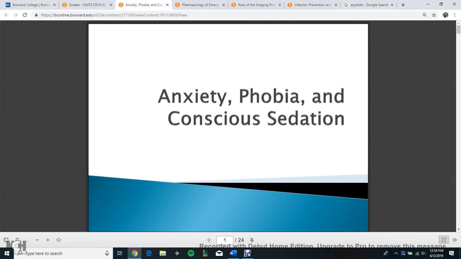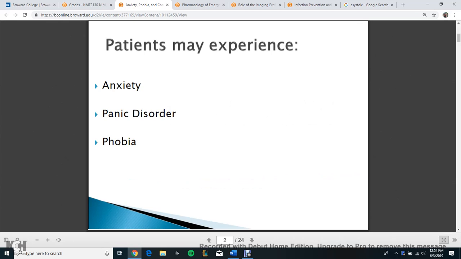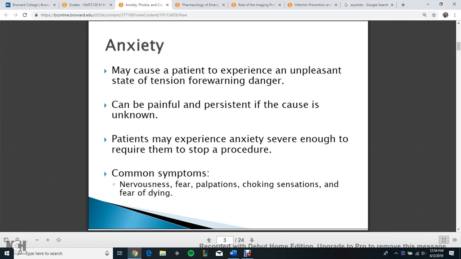Anxiety, phobia, and conscious sedation. Patients may experience anxiety, panic disorder, or phobia. Anxiety may cause a patient to experience an unpleasant state of tension, forewarning danger. It can be painful and persistent if the cause is unknown.